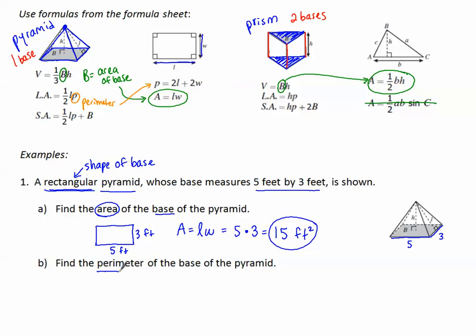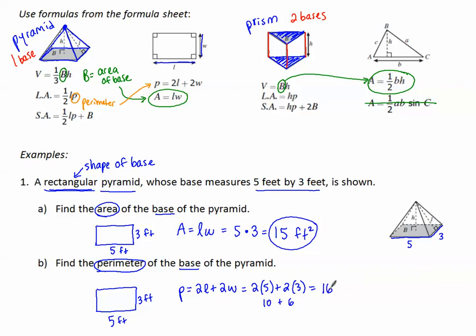Part B, find the perimeter of the base of the pyramid. So again, my base, which is 5 feet by 3 feet, is a rectangle. So I go to the perimeter formula. P equals 2L plus 2W. They show me the length and the width to help me with my formula, 5 and 3. So 2 times 5 plus 2 times 3. So 10 plus 6, 16. Now this is just feet plus feet, so this will be feet, 16 feet. Only the area is square units.